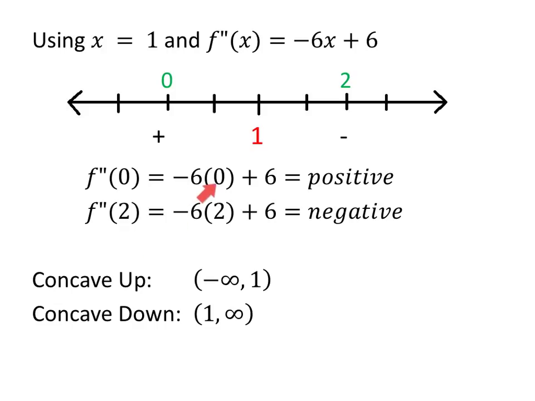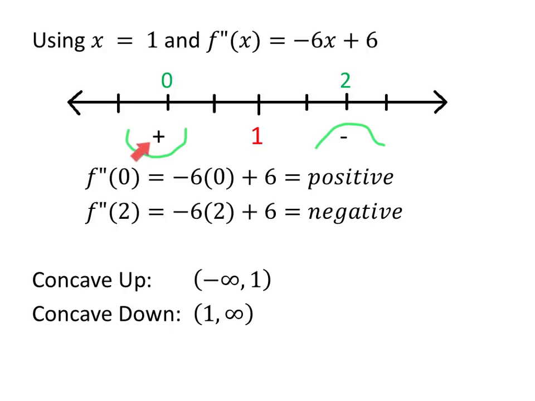When I put in 0, I will end up with a positive value. When I put in 2 to the second derivative, that's negative 12 plus 6. I don't care that it's negative 6, I care that it's negative. And so, positive. Positive people smile, it's concave up. Negative people frown, it's concave down. Whatever silly little tricks work for you, that's what works for me.